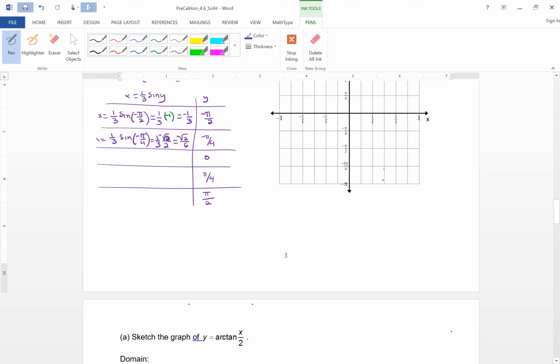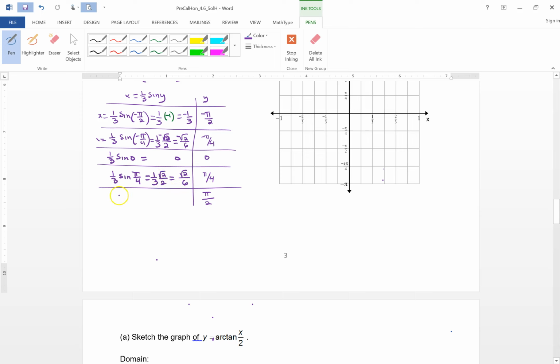Okay? Now, next we have 1 over 3 sine of 0. What's sine of 0? 0. Next I have 1 over 3 sine of pi over 4. So now this is 1 over 3 times positive root 2 over 2.